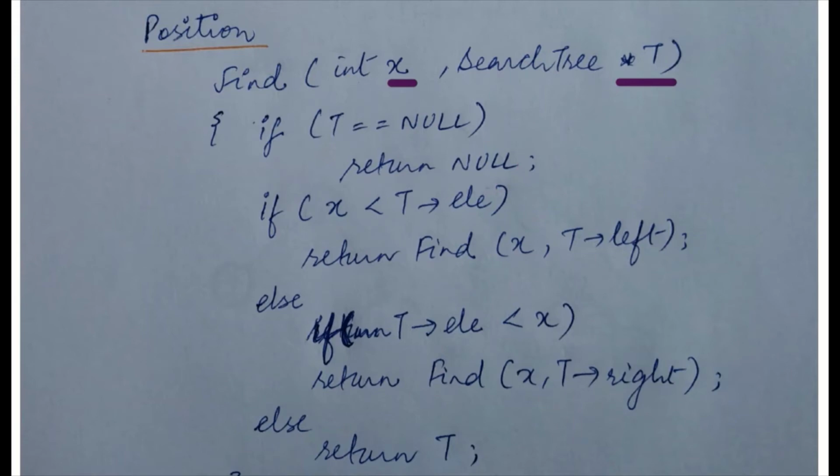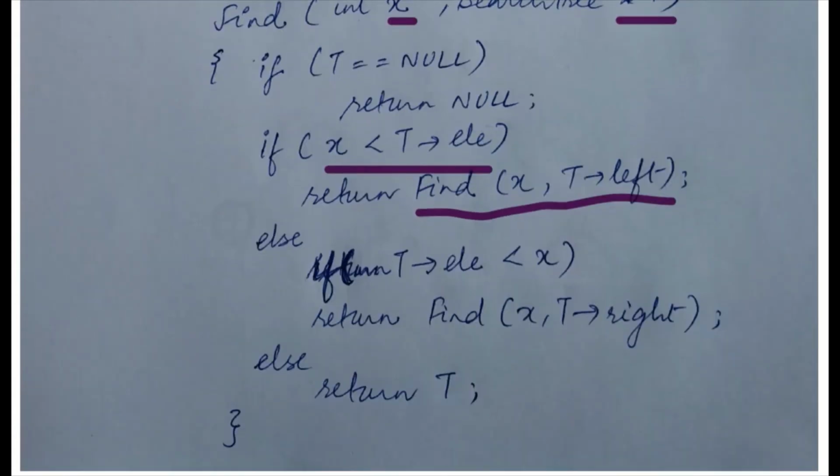Okay, now what do we do? We check if our x is less than the element in the root node. If x is less than that, we call the same function with the value x, but on the left subtree. T2 left is the address of the root of the left subtree. And if T2 element is less than x, which means x is greater than T2 element, you call the same function on the right subtree.